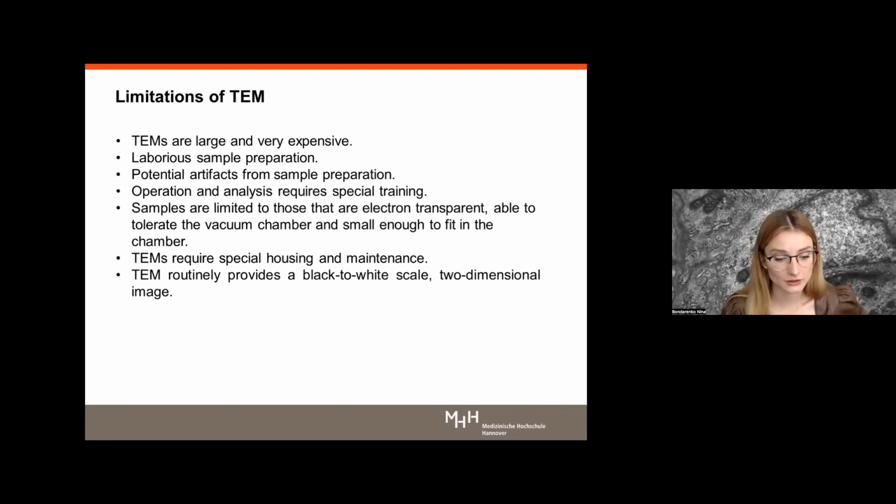And certainly the section of the sample must be very thin, because through a thick section, the electron beam just can't pass through. That's why we will use not just a conventional microtome for paraffin sections, we will use an ultramicrotome. I also will show you how it works. And TEM requires special housing and maintenance.